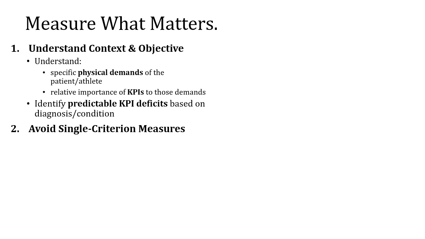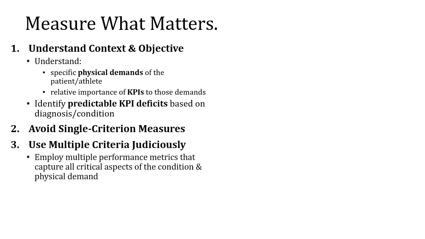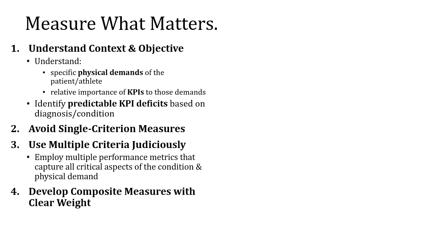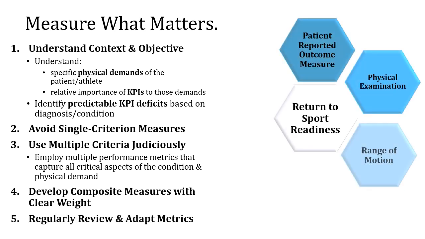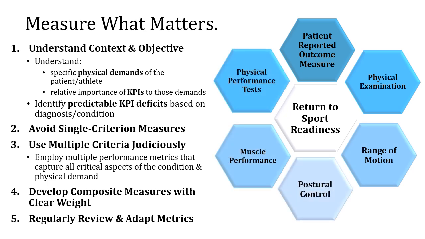We need to avoid single criterion measures. That is to say, we need to use multiple criteria judiciously, employ multiple performance metrics that capture all critical aspects of the condition and the physical demands. And then we need to develop composite measures that are clearly weighting the different variables therein appropriately. And we'll talk about certain examples of this as we move forward today. And then we also need to regularly review and adapt metrics. The return to sport process is multifactorial.